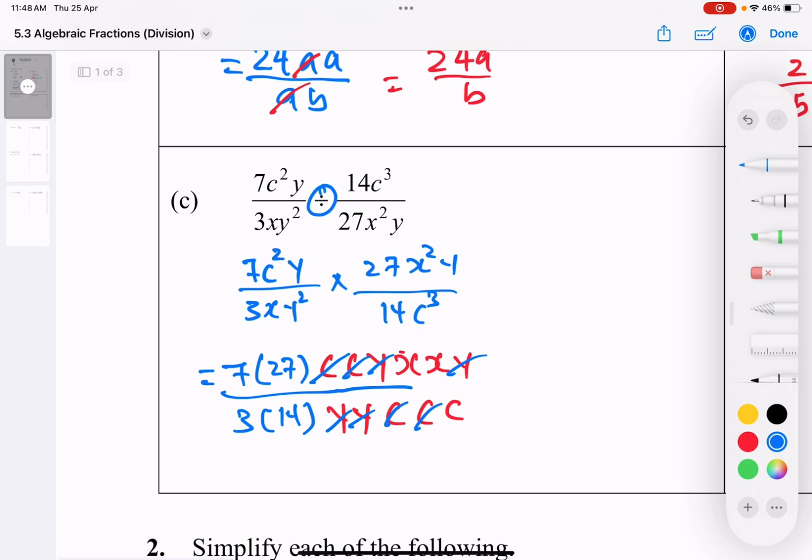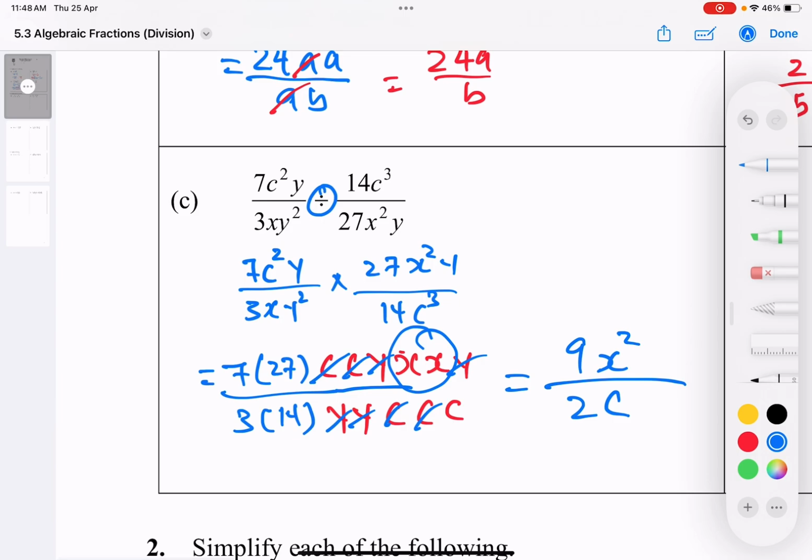Alright, so my final answer, use the calculator. 7 times 27 divided by 3 times 14. If I use my calculator, I know this is going to be 9 over 2. The top, x times x gives me x squared. Bottom is just left with a c. That's all. Okay, that's how I do this question.